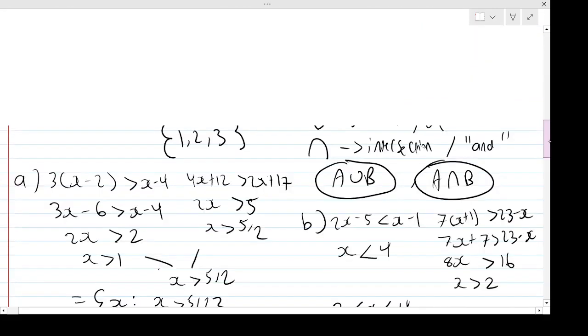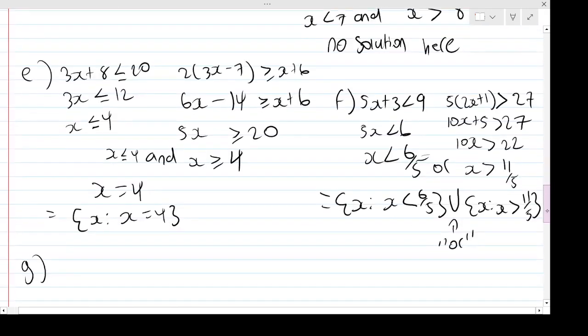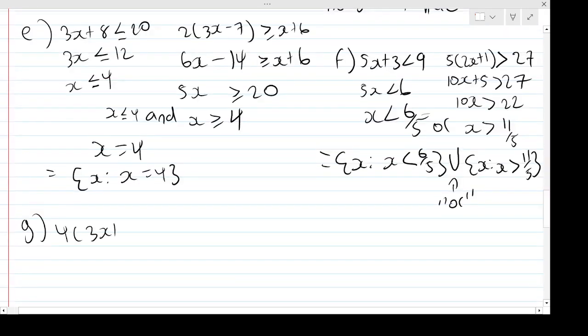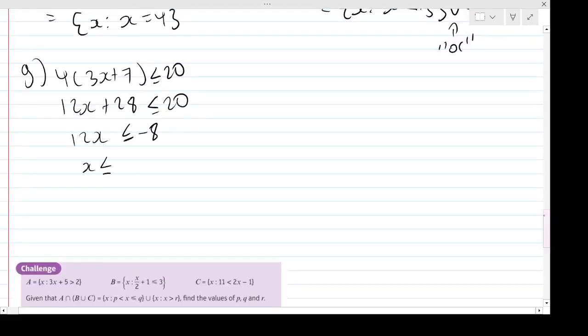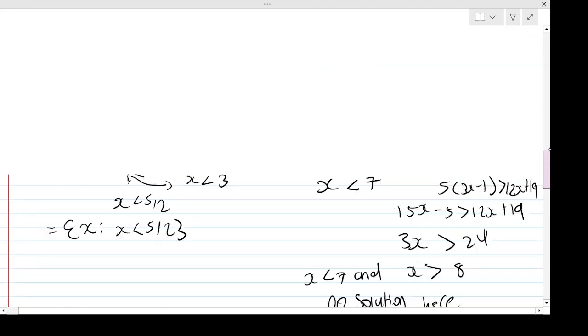Then part G, the last one. We have firstly 4 lots of 3x plus 7 less than or equal to 20. If we solve that, let's expand it. We have 12x plus 28 less than or equal to 20. Then 12x is less than or equal to minus 8, so x is less than or equal to minus 8 over 12, which should be minus 2/3. Yes, I copied that down right.